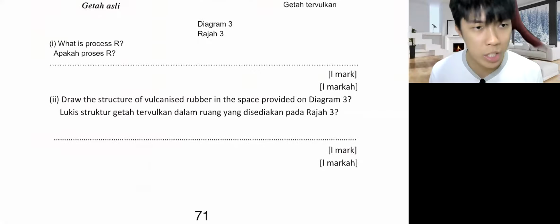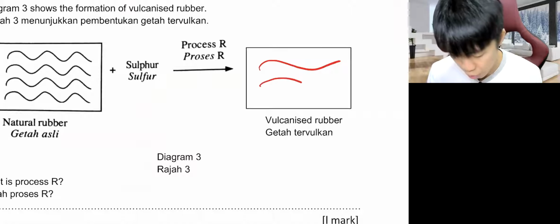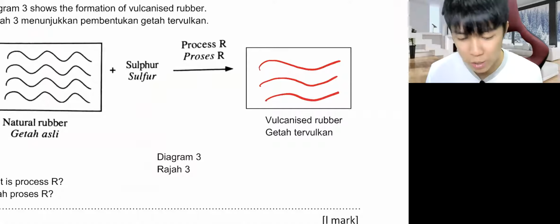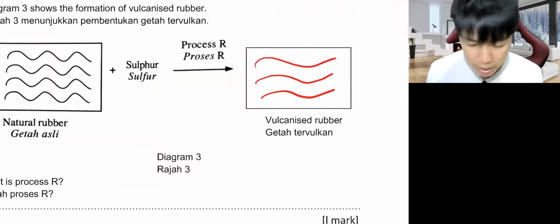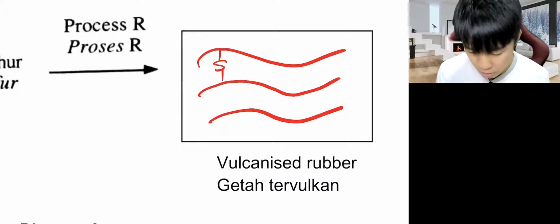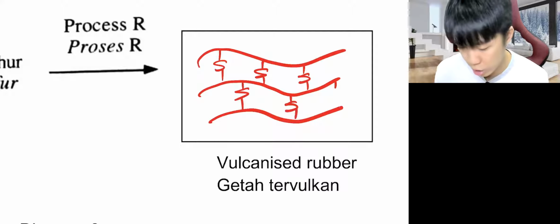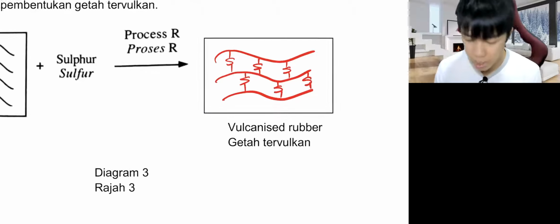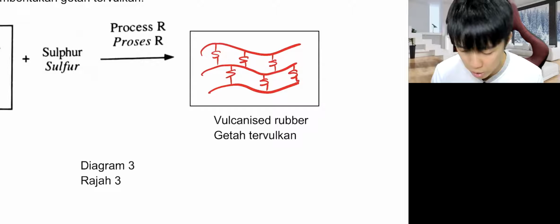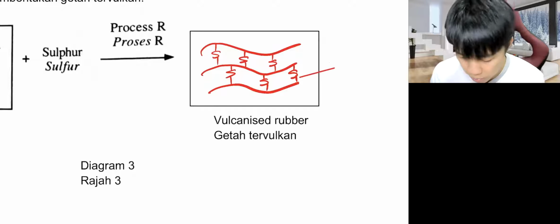Okay, next one. Draw the structure. Very easy. We draw the wave also. Draw 3 waves lah. Usually I lazy one lah. So draw 3 waves is sufficient. Then remember the S linkages in between. S, S, S, S, S, S. And please label that is your sulfur atom.